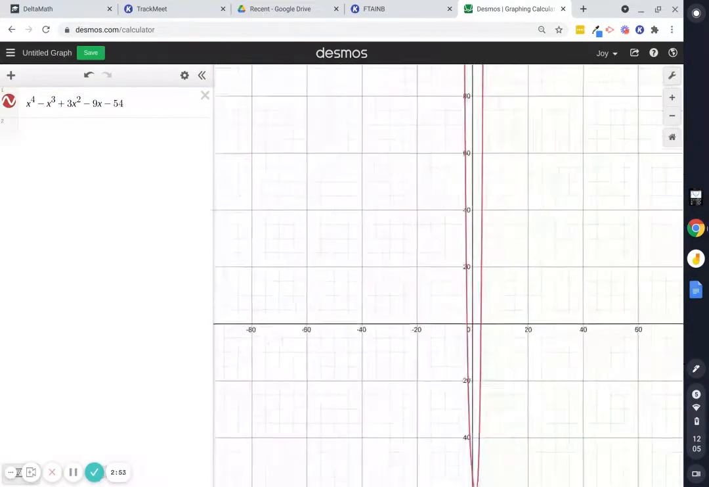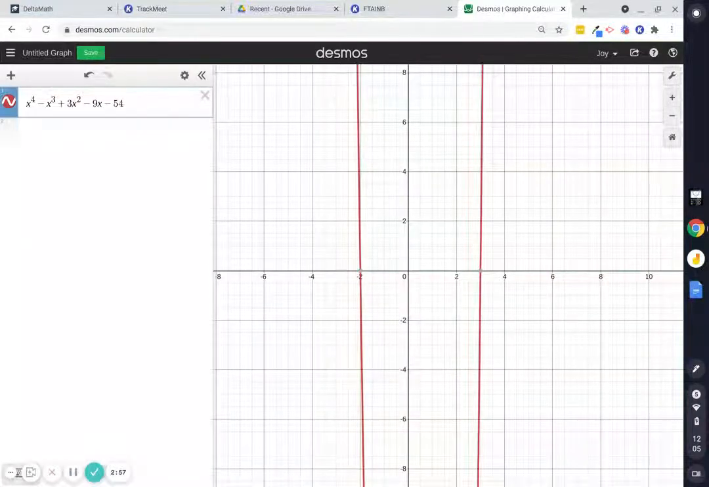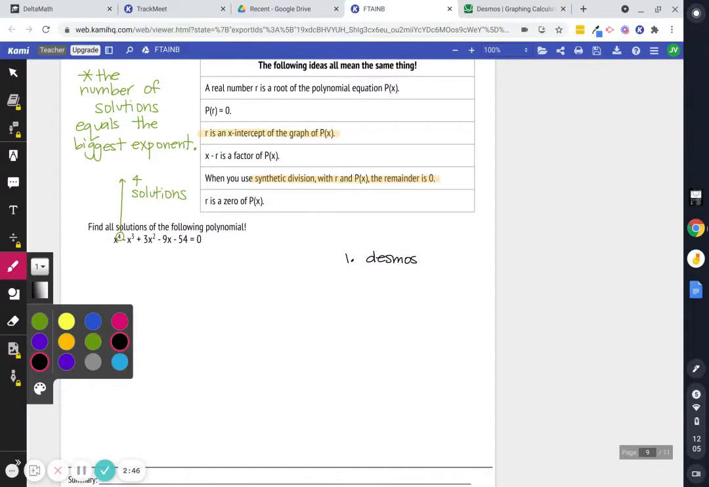Now, no matter how much I zoom my graph, zoom, zoom, zoom, I only see 2 solutions. And so I go tap, tap. And from Desmos, my 2 solutions are -2 and 3. Okay, so from Desmos, my solutions are -2 and 3. Once I have my Desmos numbers, I am going to do my rounds of synthetic division.